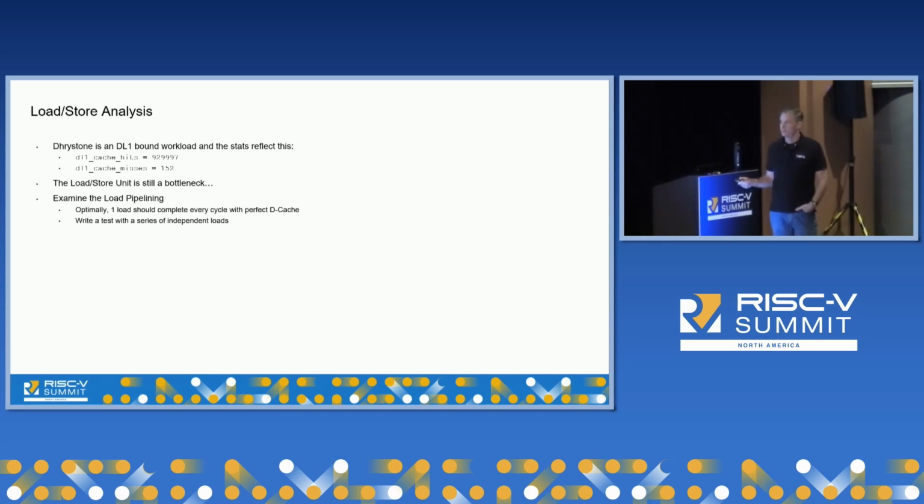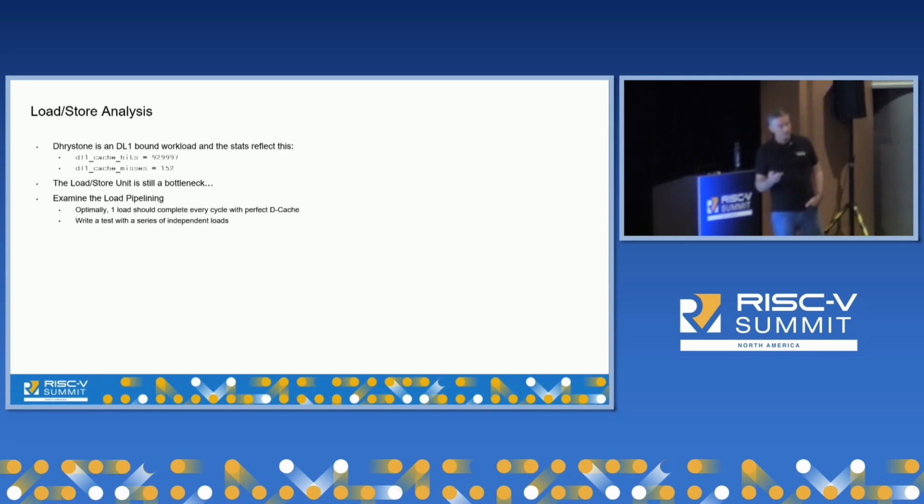Optimally, if you think about it, if you just had a workload with a whole bunch of loads, all to the same address, that should get at least a 1.0 IPC. It just flows right through if it hits in the data cache and it hits in the TLB. So let's write a small test.